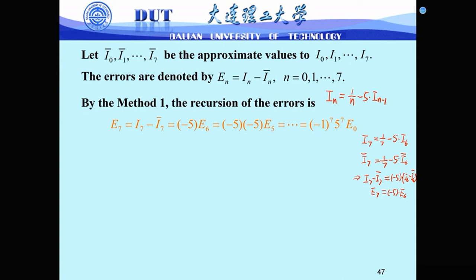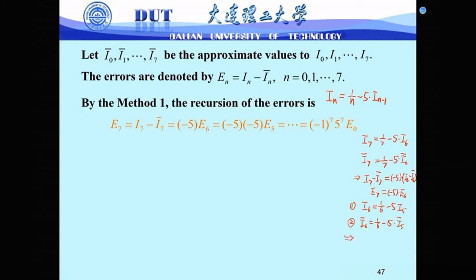Continue. If we consider I7, I6 and I5, I6 equals 1 over 6 minus 5 multiply I5, the exact formula, right? For the numerical result, we use I6 bar equals 1 over 6 minus 5 times I5 bar. It's okay for you? We use I5 bar to approximate I5, then use the approximate value to obtain I6 bar.